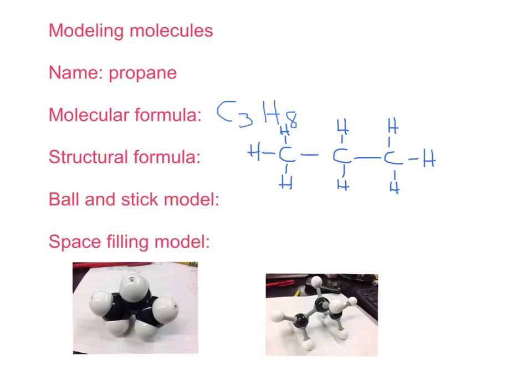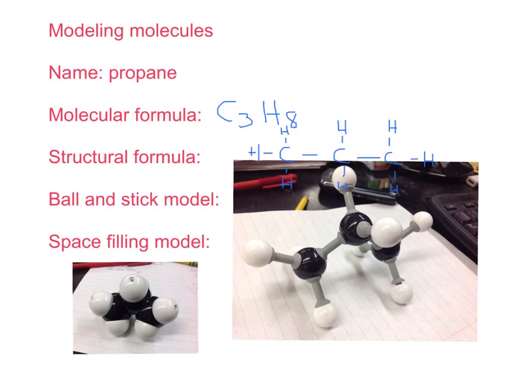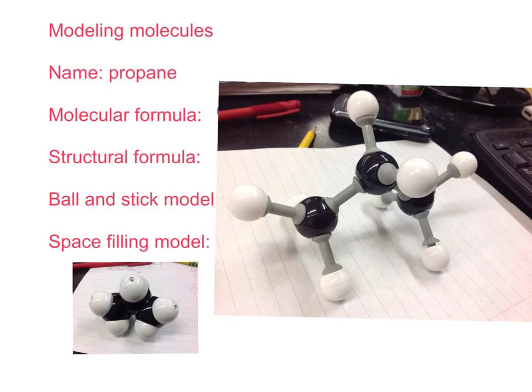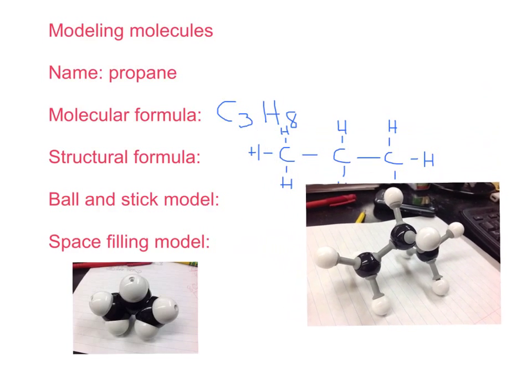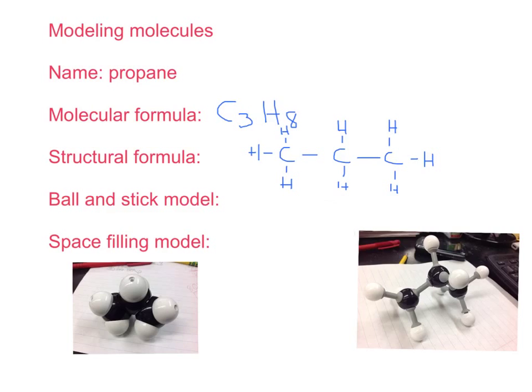The next type is the ball and stick model, and that's right down here. It's the most commonly used model that we're going to use. You can see there are balls and sticks: carbon, carbon, carbon, and those white ones are the hydrogens attached. So that's the ball and stick model, and we have a couple sets of these that we use in class.